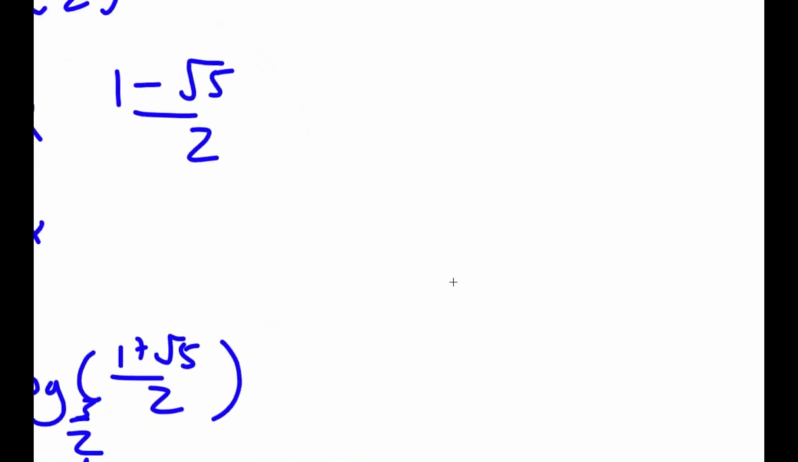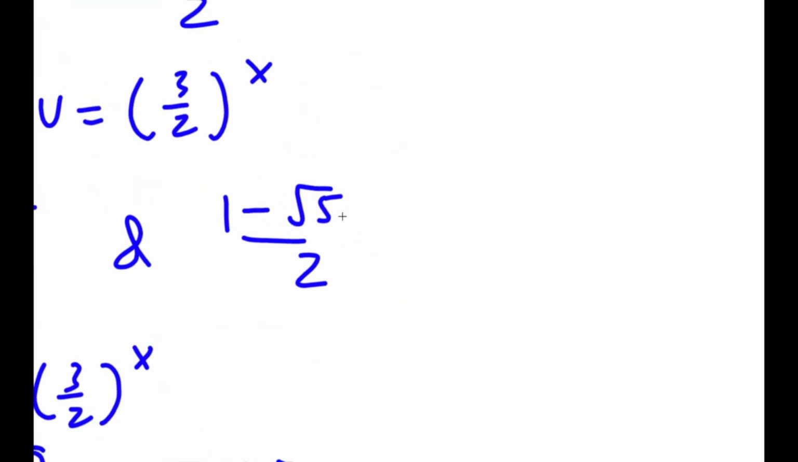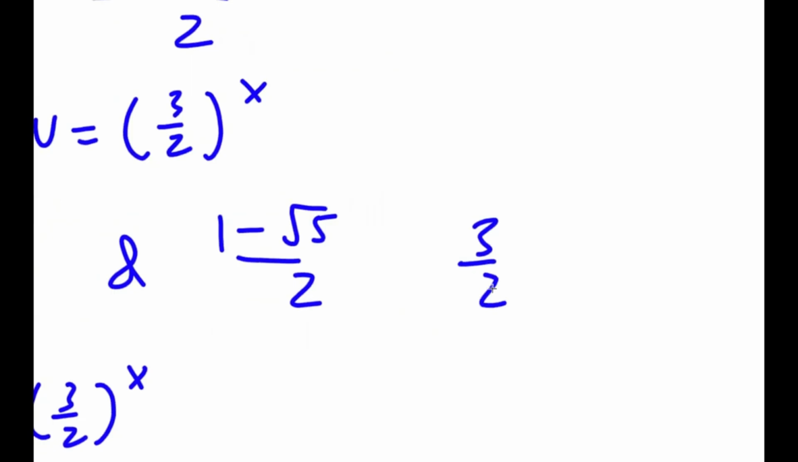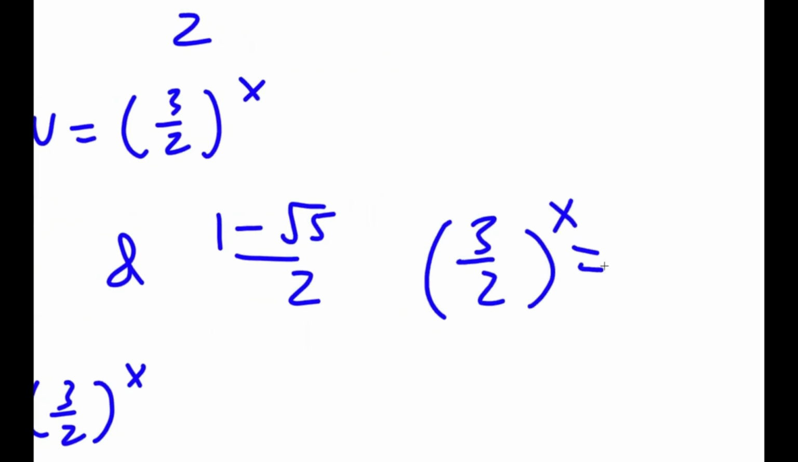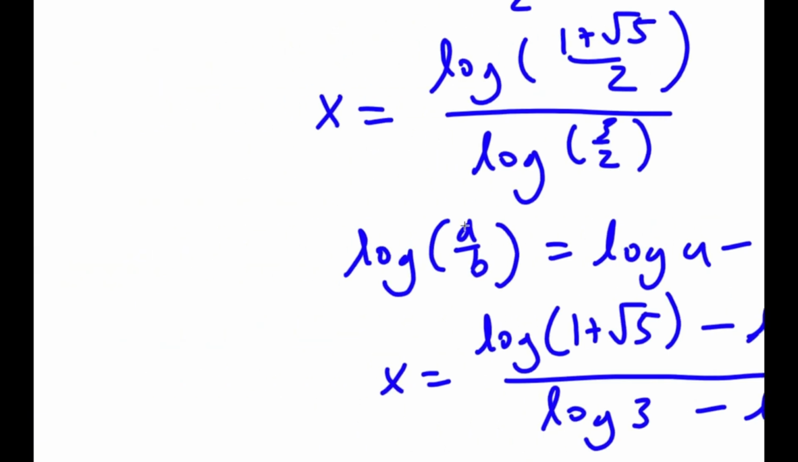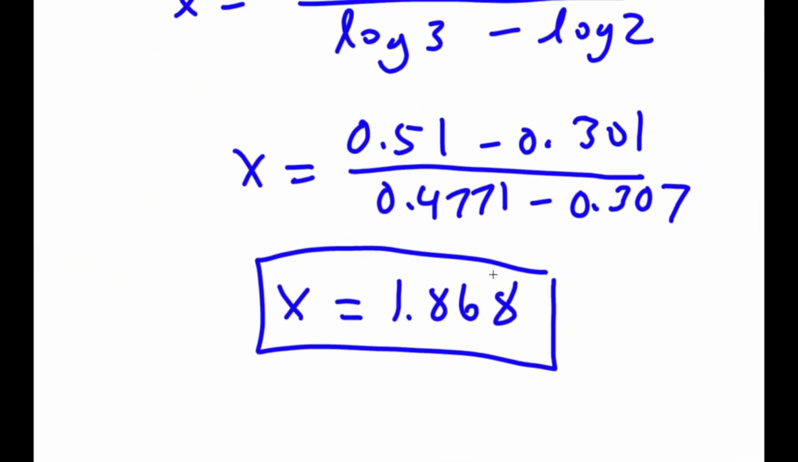Now we have to take a look at our second equation, which is 1 minus square root of 5 over 2. If 3 over 2 to the power of x is equal to 1 minus square root of 5 over 2, well, this is actually not possible, because 1 minus square root of 5 is going to be a negative number. And you can't take the power of a positive number and make it a negative number. So this has no solution, and our only solution is x equals 1.868.